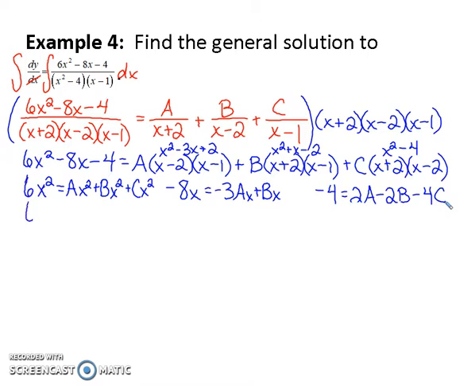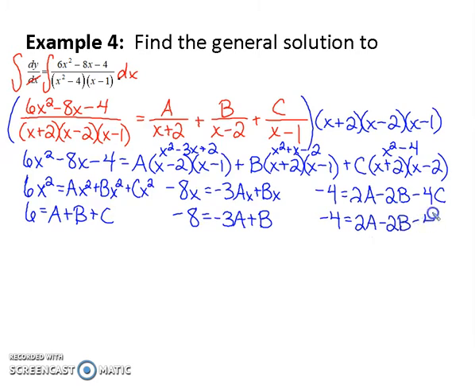All right, so when we remove the variables, we get 6 equals A plus B plus C. This one is negative 8 equals negative 3A plus B. And this one is negative 4 equals 2A minus 2B minus 4C. With the center one, since it only has 2 variables in it, that's really easy to solve and get that B is equal to 3A minus 8.